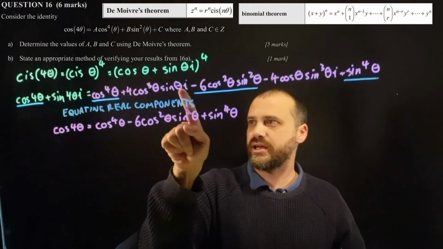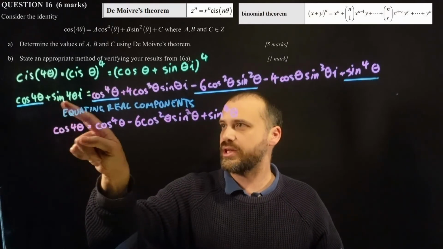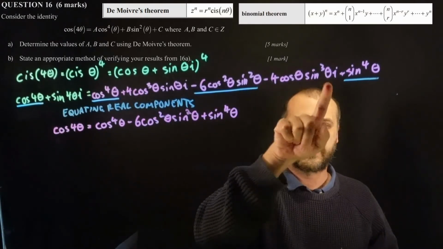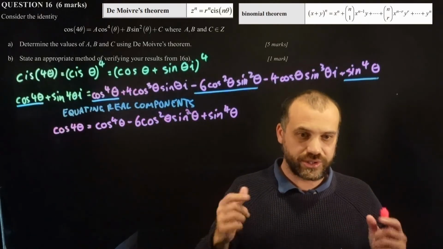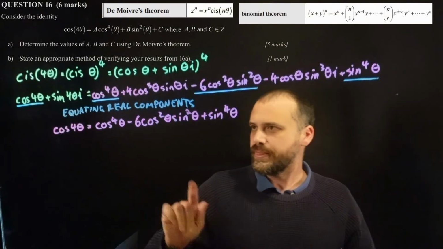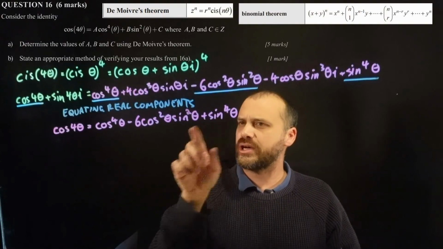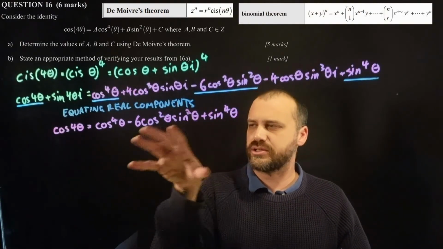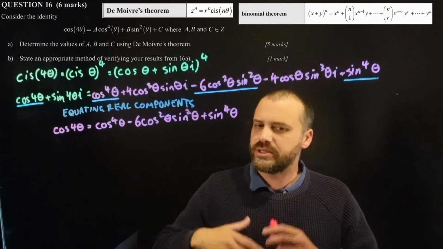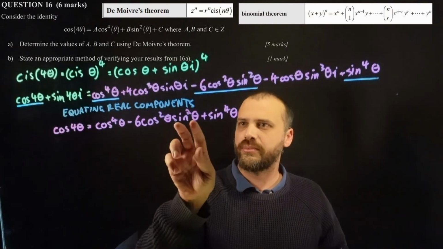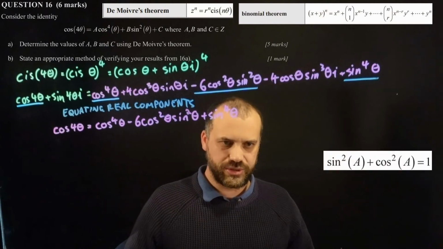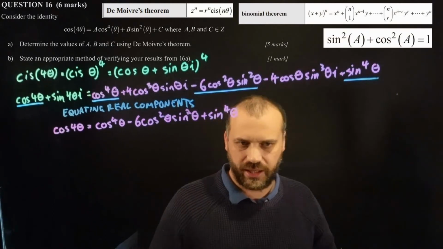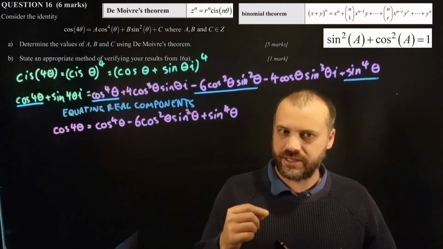We can just discard our imaginary components because they're equal to that thing there. Maybe in the future they'll ask a different question where they ask about the imaginary components, but this one's all about the real stuff. Okay, I see a bunch of sine squareds and cos squareds all mixed together. There's probably a lot of different ways to do this, but I think I might just convert all of these sines into coses using my Pythagorean identity.